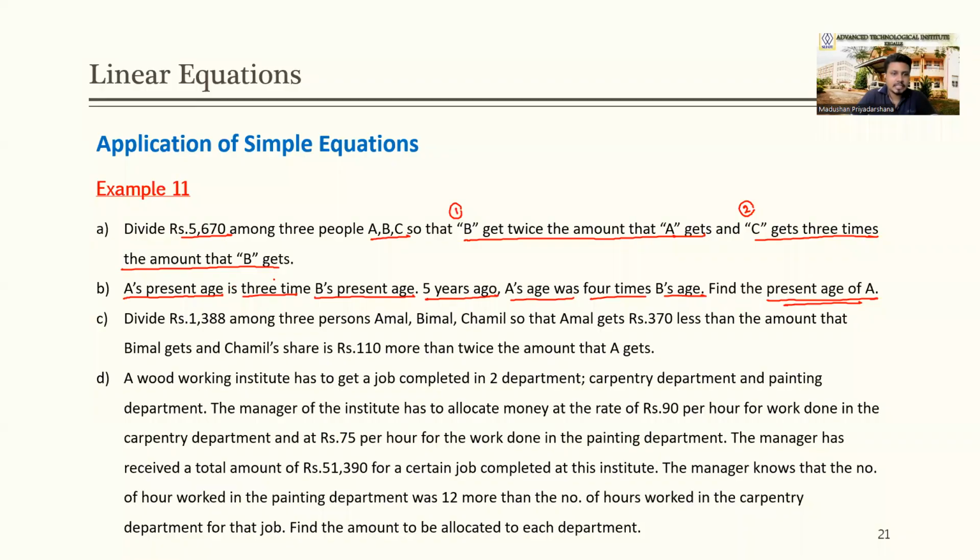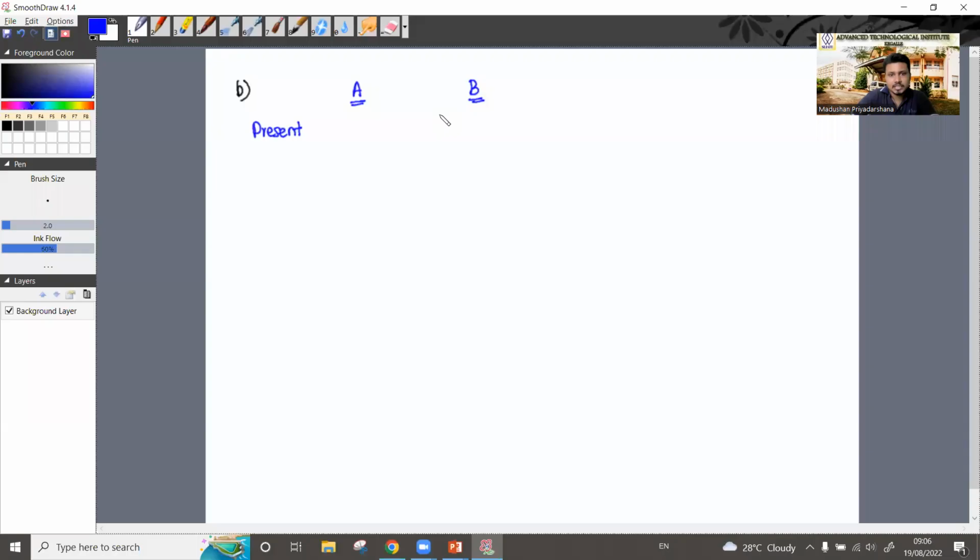A's percentage is 3 times B's percentage. If B's percentage, if we assume it as x, then A's present age is 3 times of this. 3 times of this. It means what? 3x. Can we put equal here? Does x equal 3x? Can we put equal here?